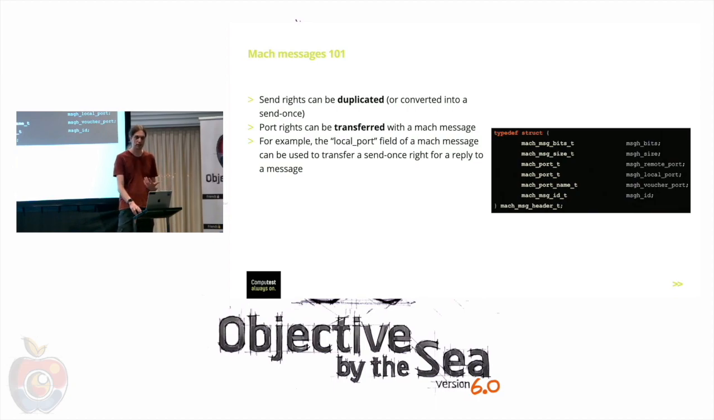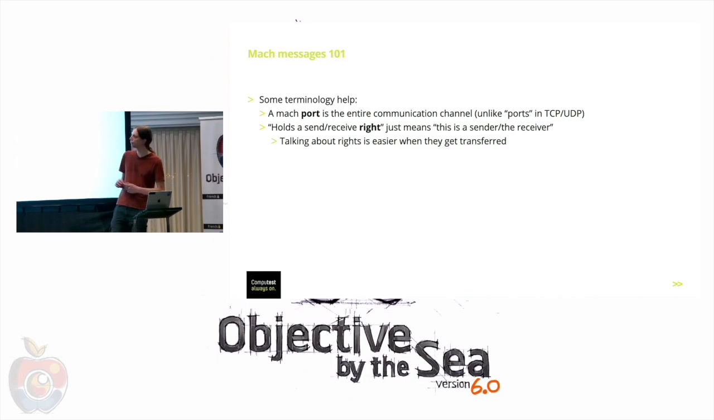Now, when I first started looking into Mach messages, I thought everything was really confusing, so I'm going to give some terminology help here. Coming from more of a networking side, I thought the port name was really confusing, because if you're used to TCP, then the port identifies one endpoint, but here the port is the communications channel. And holding a right is basically just saying you are the sender or you are a receiver. It's just less awkward to talk about transferring rights than talking about transferring the receiverness of a port. That's why this terminology is used. So that's basically the Mach port basics that I need to cover.